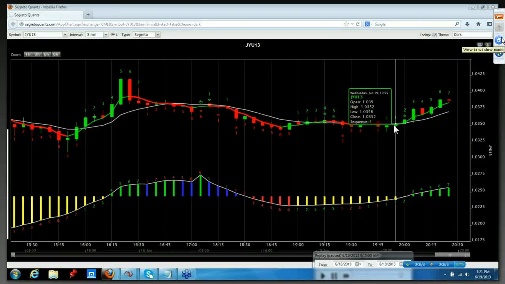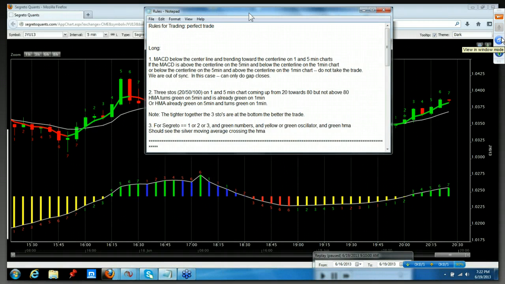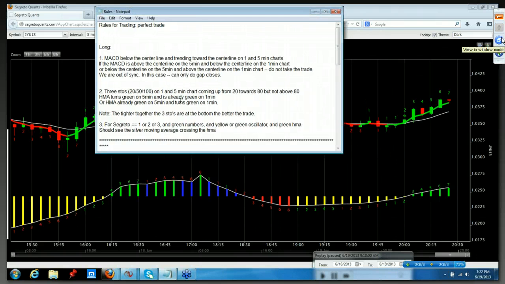Right here. It's a green 1. Here, let's pull up the... So for Segredo, a 1, a 2, or a 3 in green numbers and a yellow or green oscillator. So right here, you had your first 1.